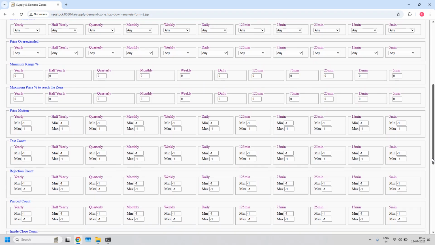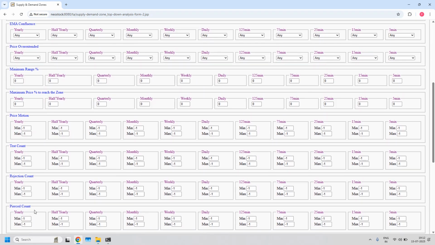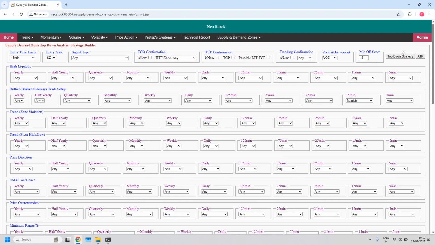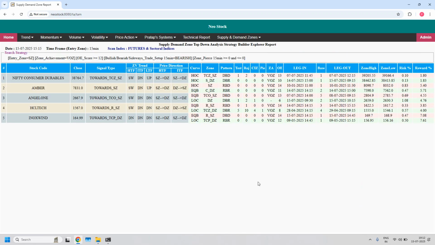So in the pierced count parameter at 15 minutes time frame, minimum value 0, maximum value 0. With these filters, we got 5 stocks. Bearish trade setup for daily income trade, and entry time frame zones are 15 minute supply zones. So total we got 5 stocks.